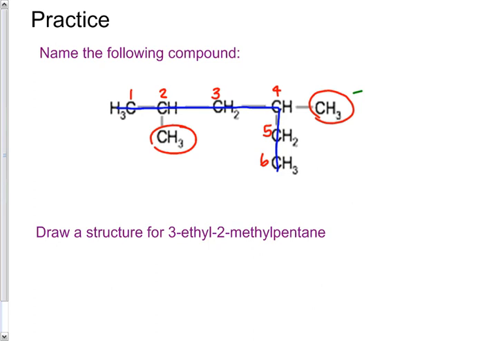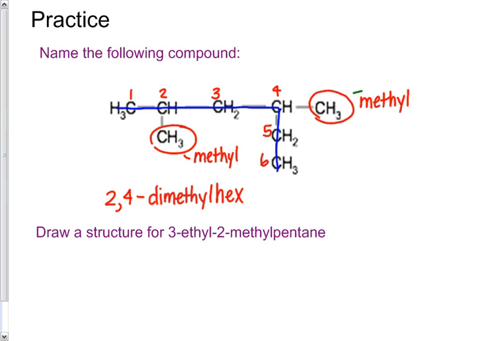This is called a methyl group because it has 1 carbon, and this one is also a methyl group because it has 1 carbon. They are located on the 2 and 4 carbons. So we would say 2,4-dimethyl to indicate that there are 2 methyls. One lives on the 2, the other lives on the 4. Our parent chain has 6 carbons in it, so that's hex. And because they're all single bonds, we end it with ane. So the name of this compound is 2,4-dimethylhexane.